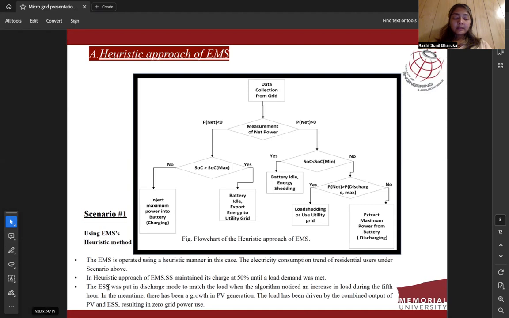The energy storage system was put in discharge mode to match the load when the algorithm noticed an increase in load during the fifth hour.